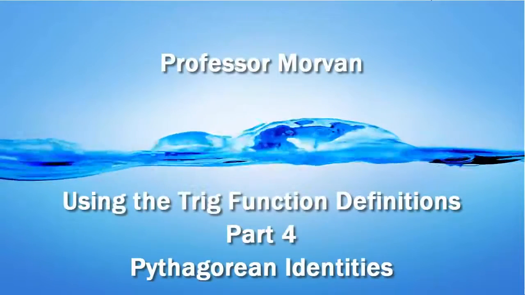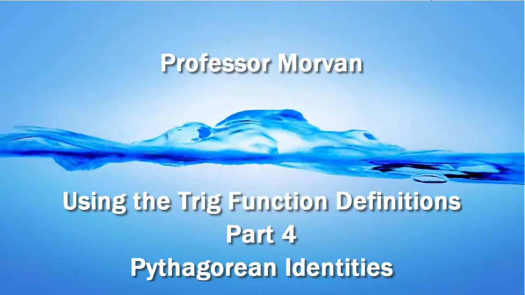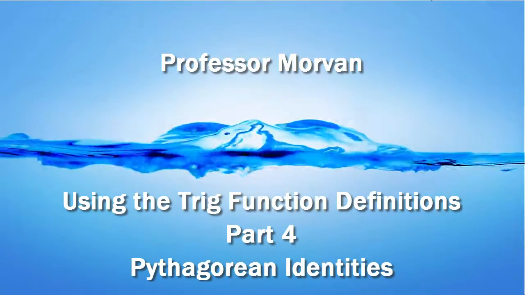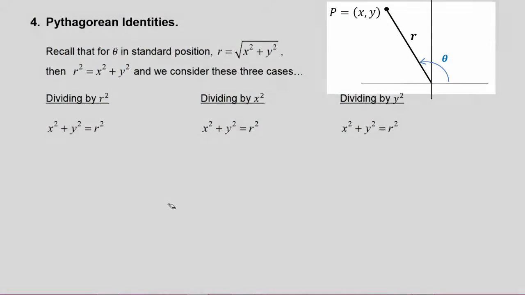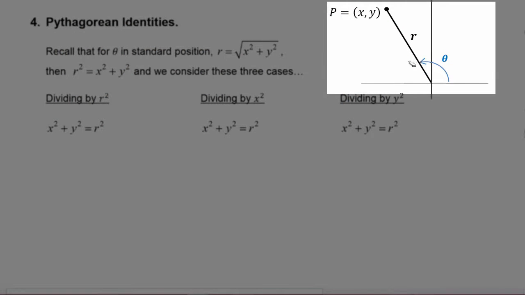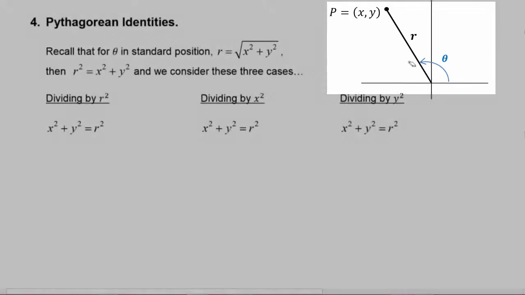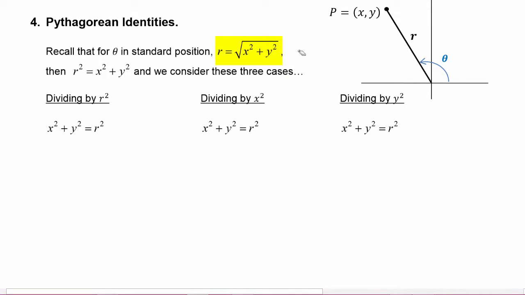In part 4 of our lesson on using the trig function definitions, we're going to derive the Pythagorean identities. We'll start with an angle in standard position. We know by definition that r is equal to the square root of x squared plus y squared. Now, if we square both sides of this, we'll get r squared is equal to x squared plus y squared. And we're going to consider these three cases.